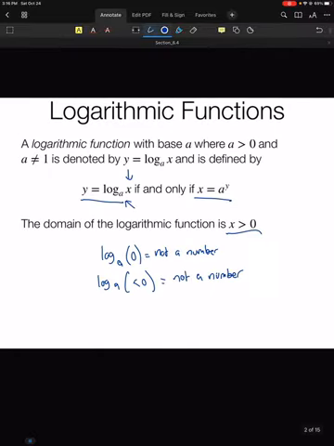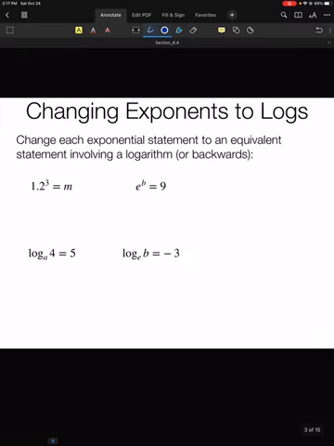With that in mind, let's try out our first skill, which is changing between exponential equations and logarithmic equations. This skill is going to be important because in order to solve logarithmic equations, we're going to have to change them into exponential equations. Exponential equations are a lot easier to work with than logarithmic ones. So let's start with the top here, and I'll call these 1, 2, 3, and 4. Let's start with problem 1.